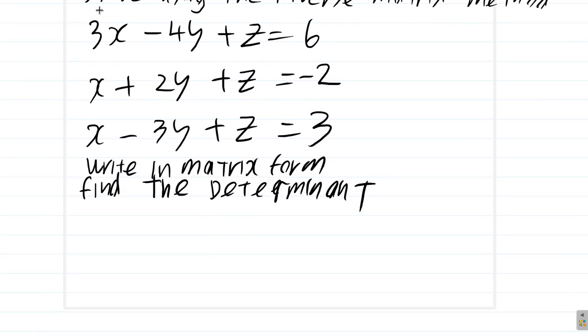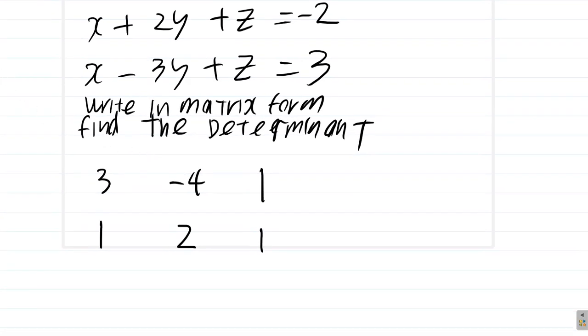So writing in matrix form, we have a 3x here. This is 3, and a negative 4y, this is negative 4, and a 1z. Remember, the 1 is there, it's just that you don't write it. And we have a 1x, 2y here, write the 2, 1z, we write the 1. And we have a 1x here, we write the 1. Negative 3y, we write the negative 3. 1z, we write the 1.